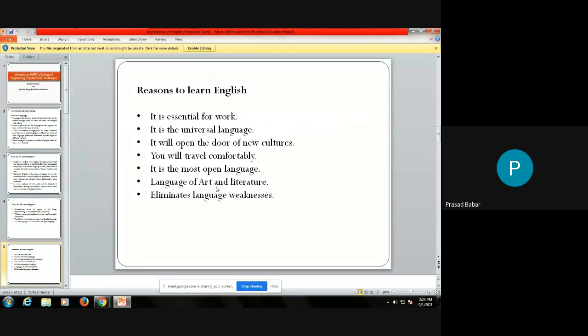The next is, it eliminates language weaknesses. So the English language eliminates the weaknesses in the language that we are facing. Okay, so these are the reasons to learn English.